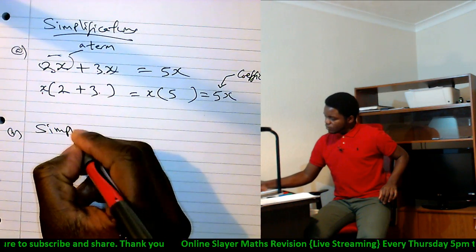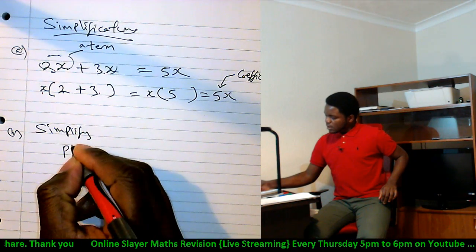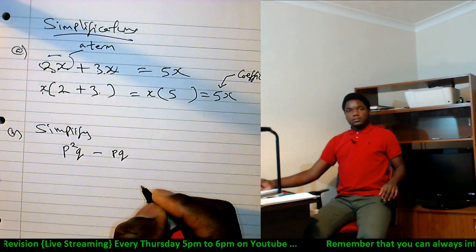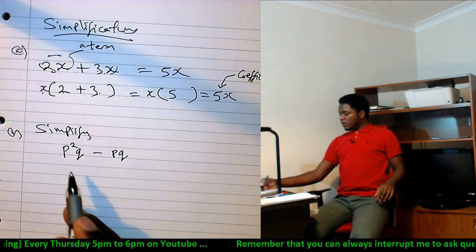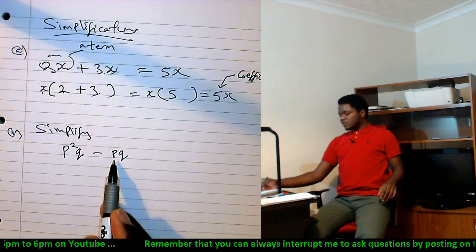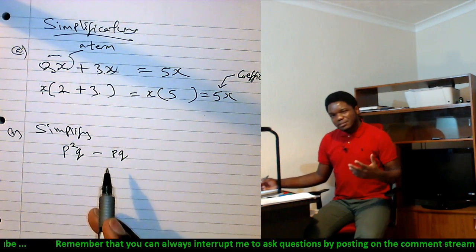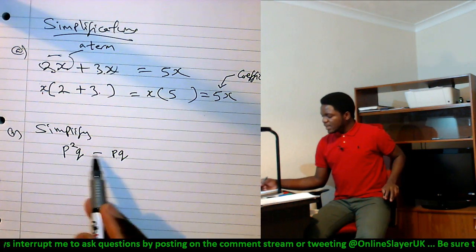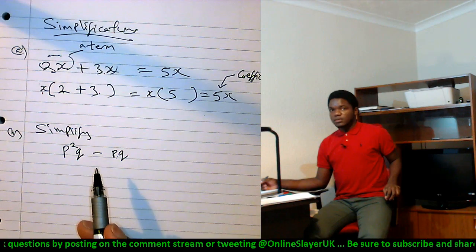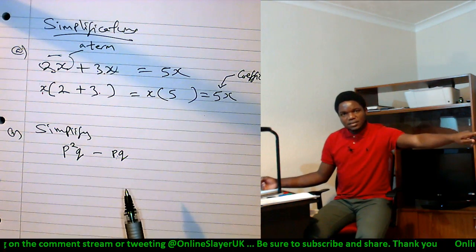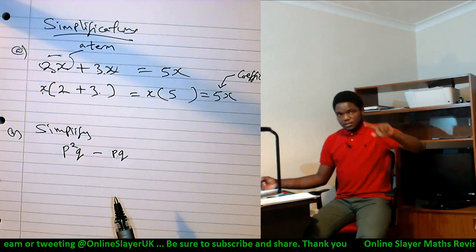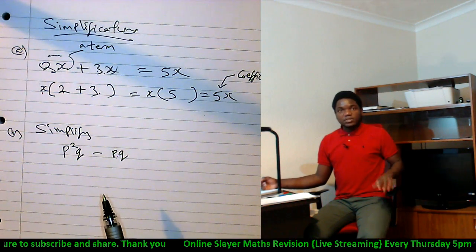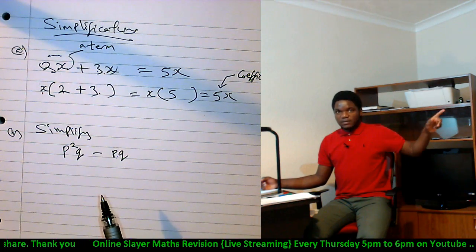Simplify p squared q minus pq. Okay, now you've got p times p times q minus p times q, and you're told to simplify this. What does it mean? It means look at each of these terms, tell us what's common to them, and take it out. Take the common factors out and keep the others within the bracket. If you can add them up, fine. If you cannot add them up, just leave them the way they are, but take the common factor out.